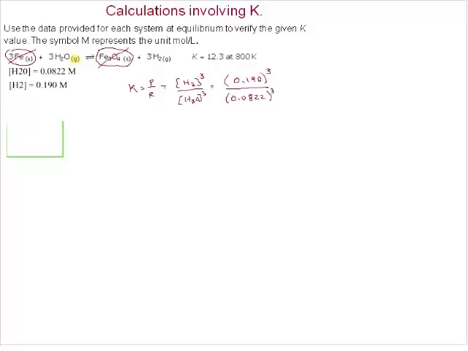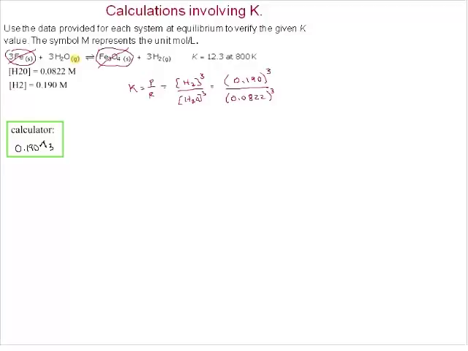Okay, so the concentration of hydrogen was given to be 0.190, so we put that in, and we have to cube it. And then we divide that by the concentration of water gas, 0.0822, and cube that. Now if you're not sure how to use your calculator, you would type in 0.190 to the power 3, and then divided by 0.0822 to the power 3, and you would get your answer. And if this is equilibrium, the answer should work out to be 12.3.